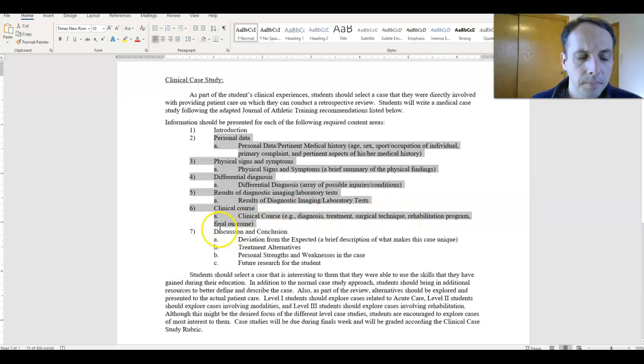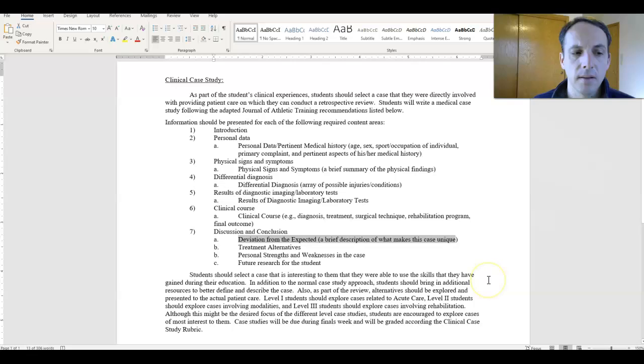Lastly, then, is the discussion and conclusion. And this is where I added several things to this to make it more of an assignment type case study as opposed to just a traditional case study. The first is a deviation from expected. What was different than normal? What was unique? Basically, why did you choose this case study?